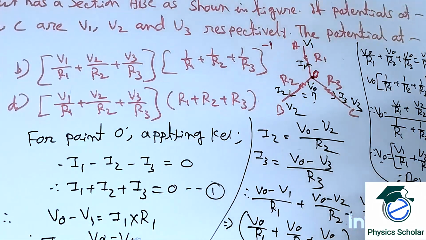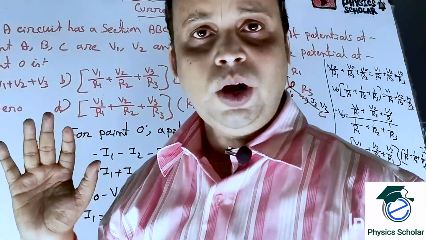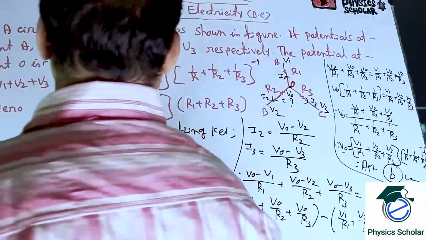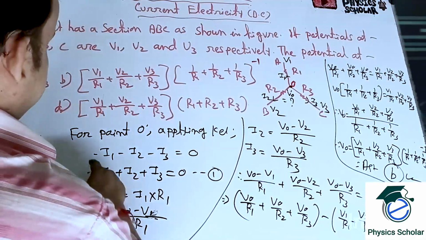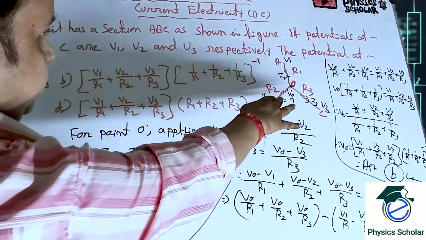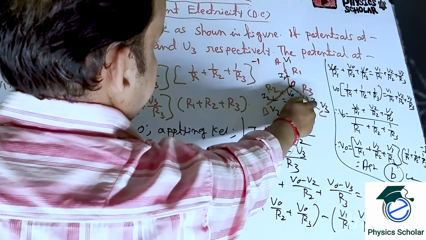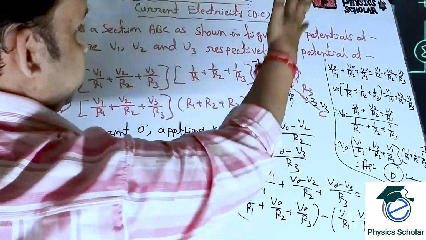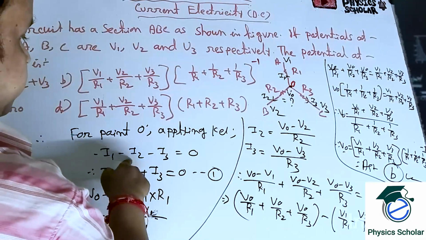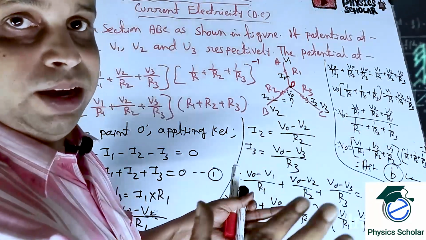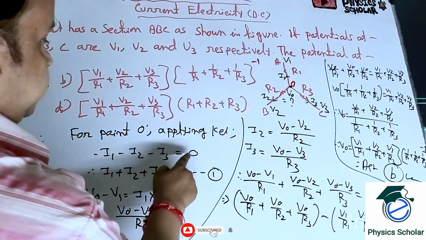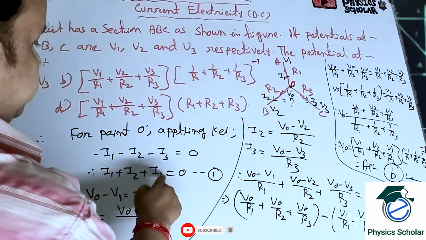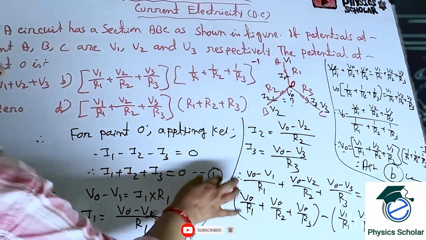Clear? So very easy sum, not too hard, but you have to keep calm and quiet to solve this. For point O, applying KCL, three currents are going out. So minus I1 minus, if it is going out, that means not incoming, outgoing current, minus. So minus I1 minus I2 minus I3 is equal to 0. So I1 plus I2 plus I3 is equal to 0. It is equation number 1.